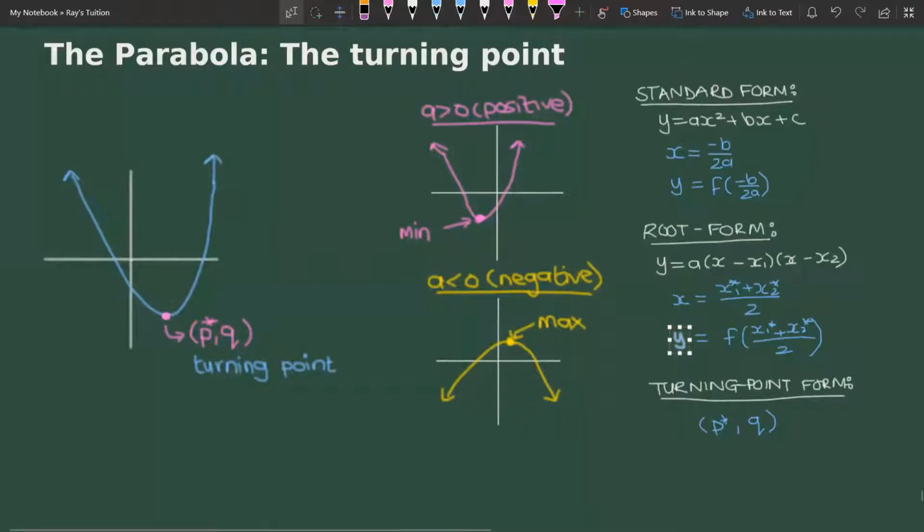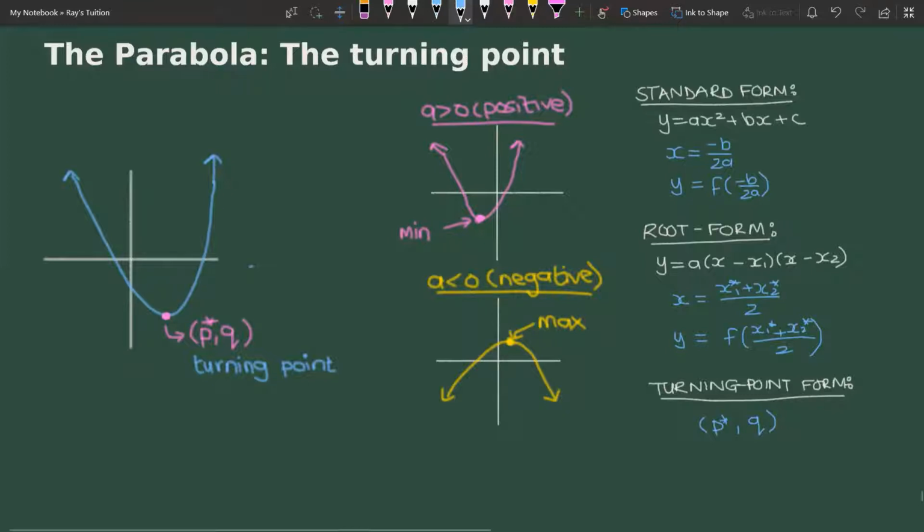Hi everybody and welcome to this video on the parabola. For this video we will be looking at what is the turning point. So here is a diagram of a parabola. The turning point is the point at which it changes direction.